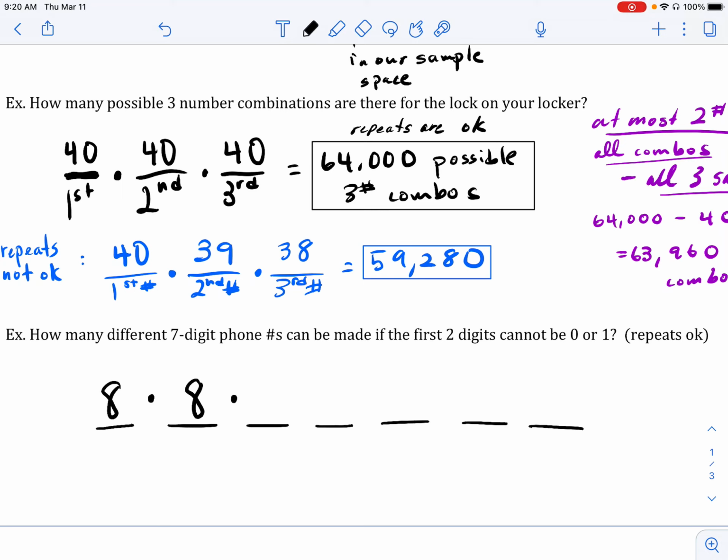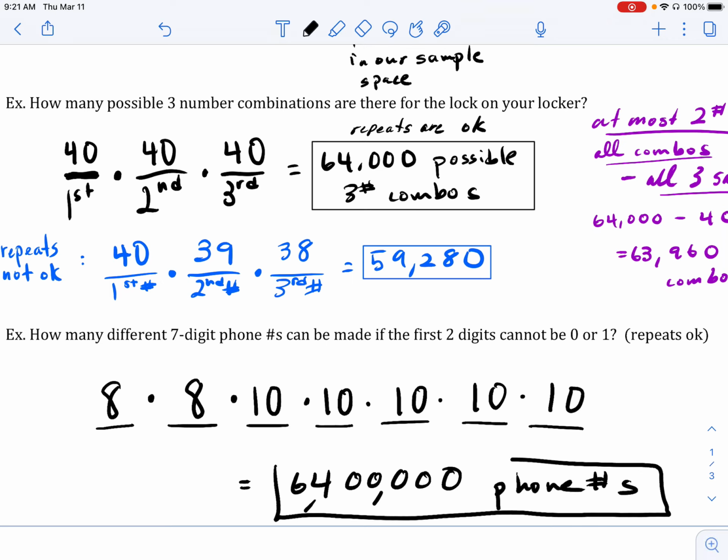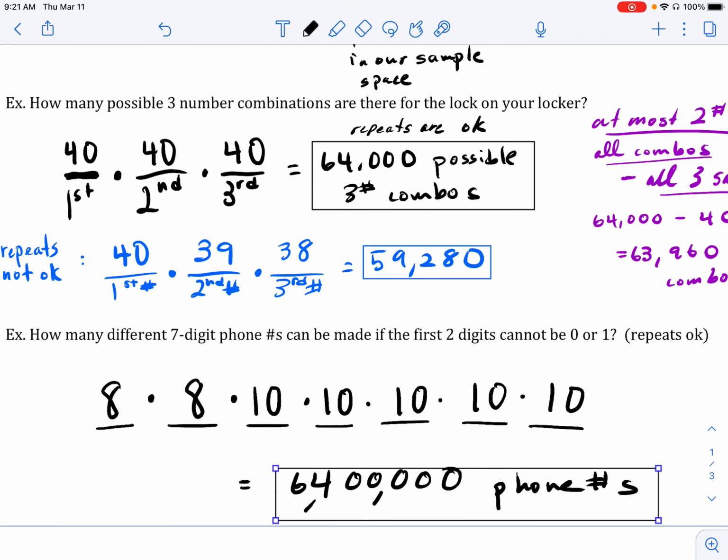Now, when we move to the third digit, we can choose any number that we want, as long as it's a single digit number. So now I've got a total of 10 possibilities, all the numbers from 0 through 9, and so on and so forth. There are no conditions placed on the others. So that's going to give me a total of 64. How many zeros are there? 5. So we've got a total of 6,400,000 possible phone numbers that can be generated as long as the first two digits are neither 0 or 1.